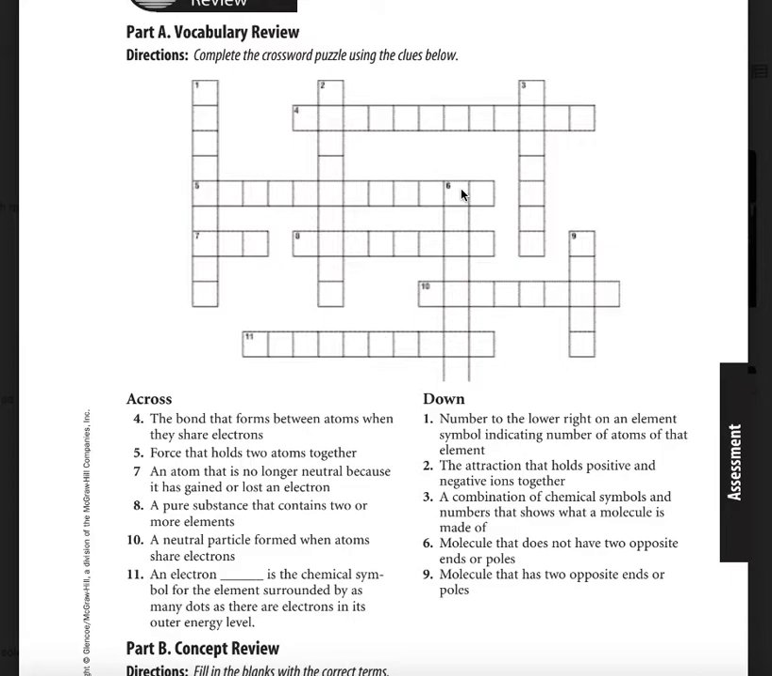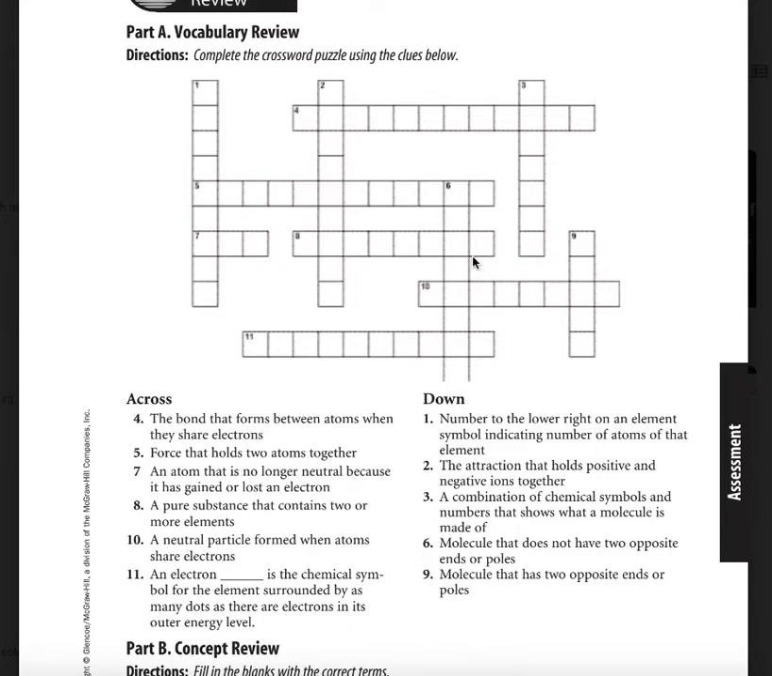If it doesn't have poles, that means it's nonpolar. N-O-N-P-O-L-A-R, nonpolar bond. And number 9, molecule that has two opposite ends or poles. Well, if number 6 was nonpolar, number 9 must be polar, P-O-L-A-R.